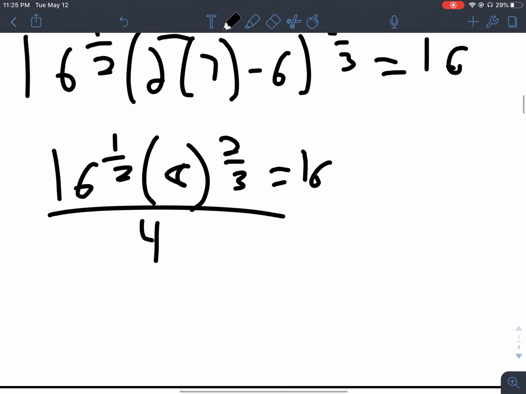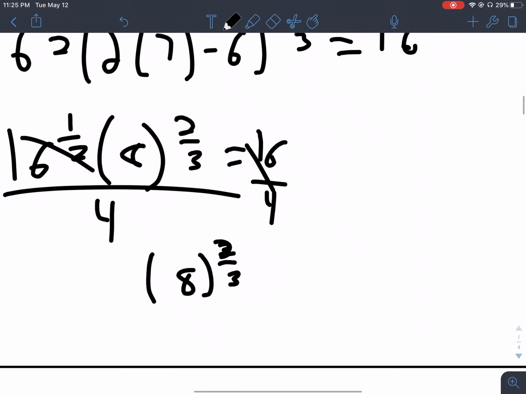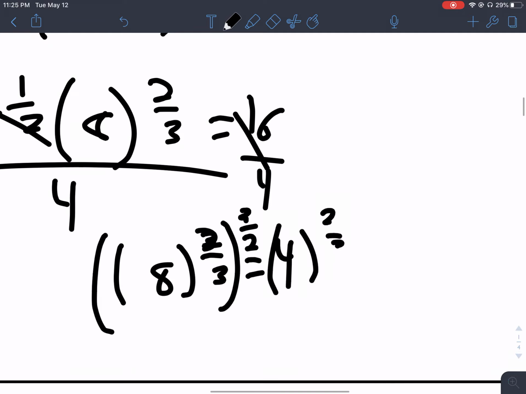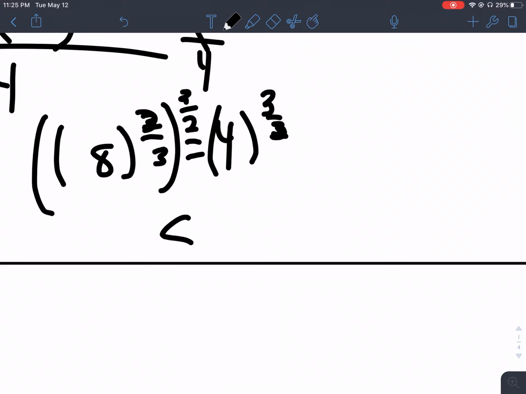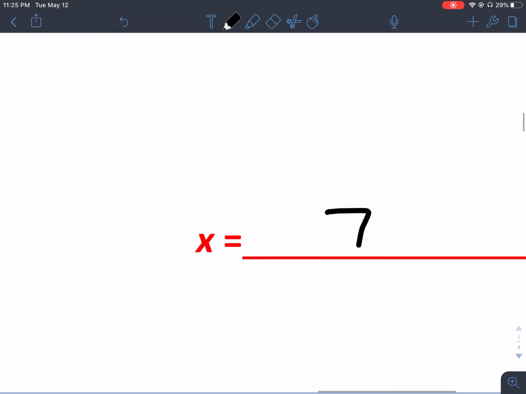Okay, again, we're going to divide by 4. So that cancels out. So we get 8 to the 2 over 3, that's 2, equals 4. Then we're going to do the same thing, multiply by the reciprocal, 3 over 2. Okay. And again, we get 8 equals 8. So then x equals 7.